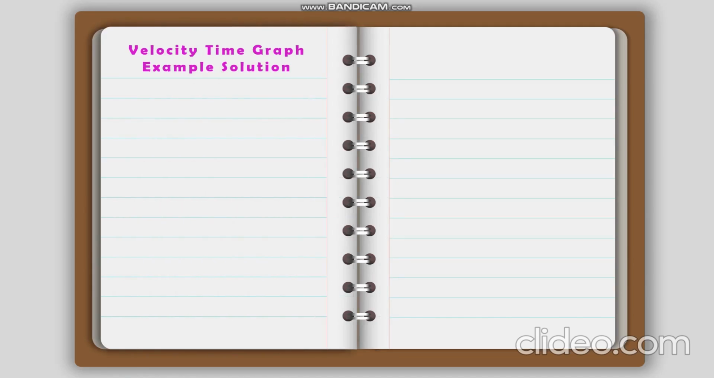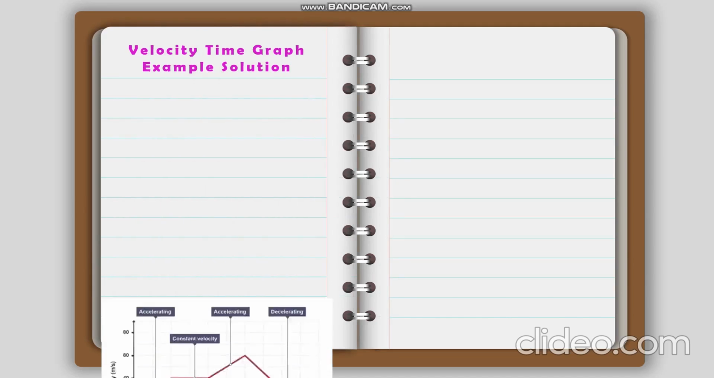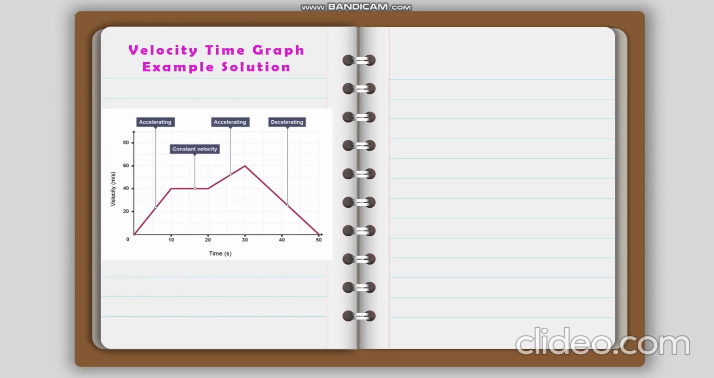And then moving to part B, which asks us to find the acceleration in the last 20 seconds of the journey, that is between 30 and 50 seconds. Again, we use the same formula, which says that acceleration is equal to the gradient of the graph, and it is given by final velocity minus initial velocity over the time taken. So now we read off from the graph.